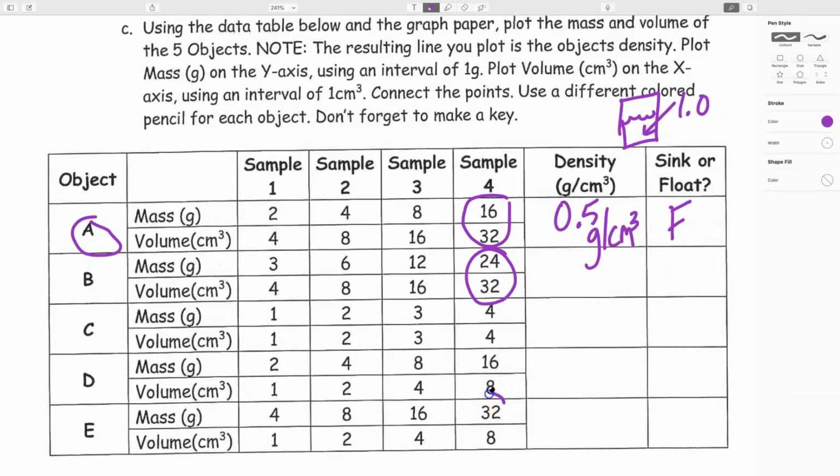Whereas something like this, if you do 32 divided by 8, mass divided by volume, gives you a density of 4 grams per cubic centimeter, right? Obviously this is greater than 1, so whatever this object is, which they're not telling you, if it was put into water, which has a density of 1, it's going to sink. So when you figure out the density, less than 1 floats, greater than 1 sinks. If it's equal to 1, it will most likely be suspended within there, floating, not sinking.